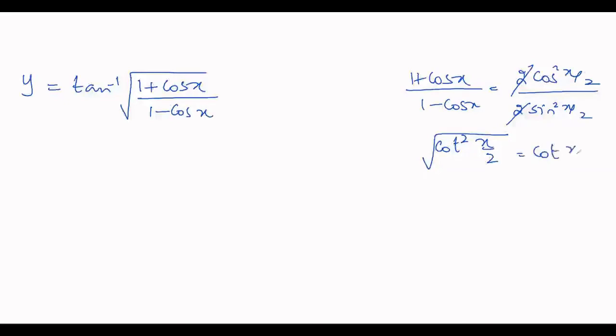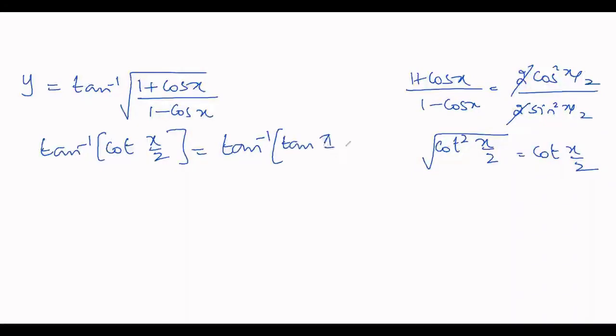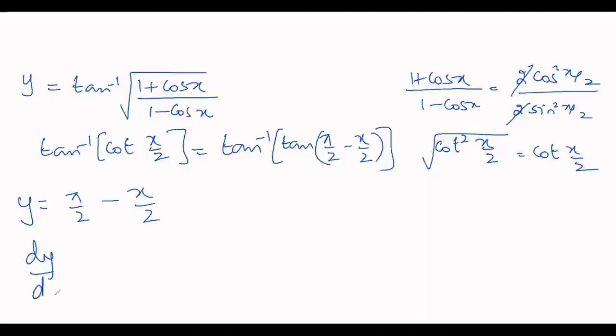So I'm going to rewrite this tan inverse of cot x by 2. But for me to be able to apply the property from inverse trigonometry, I need to rewrite this in terms of tan. So tan inverse of tan (pi by 2 minus x by 2), because we know tan of 90 minus theta is cot theta. So now tan inverse of tan x is x. So in our case, y becomes pi by 2 minus x by 2. Now let's differentiate. dy by dx is the differential of pi by 2, which is a constant, 0, minus the coefficient of x, which is simply half. So my answer is negative half.